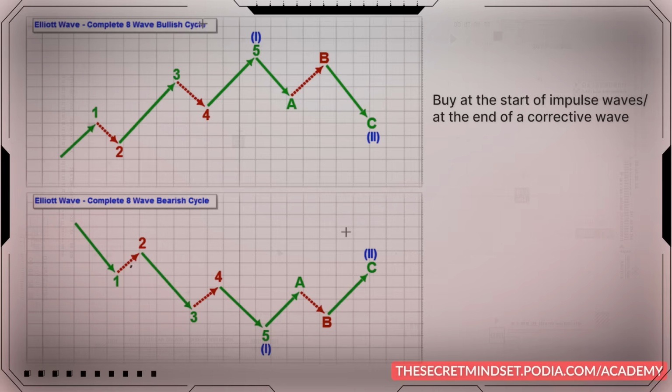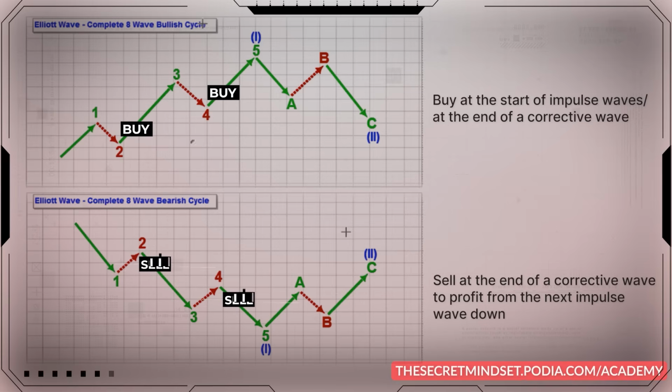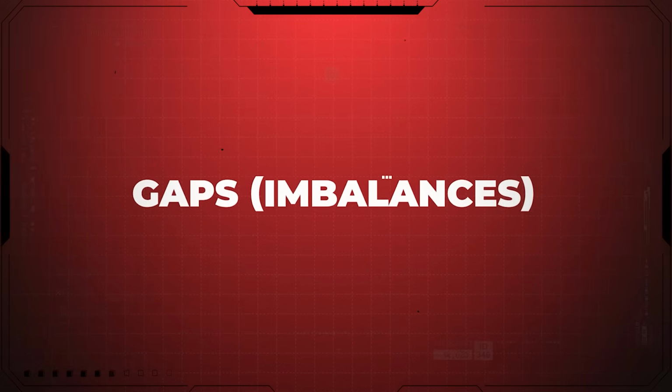It's best to trade in the direction of the impulse waves, as they represent the largest price moves. So in an uptrend, buy during pullbacks or at the end of a corrective wave and ride the next impulse wave higher. In a downtrend, sell at the end of a corrective wave to profit from the next impulse wave down. Now let's talk about market gaps.